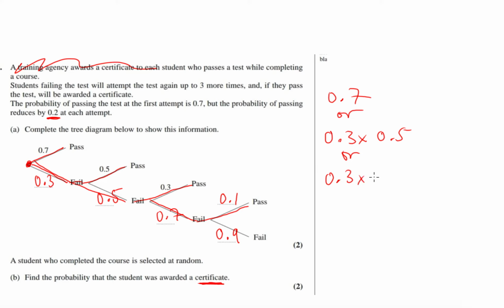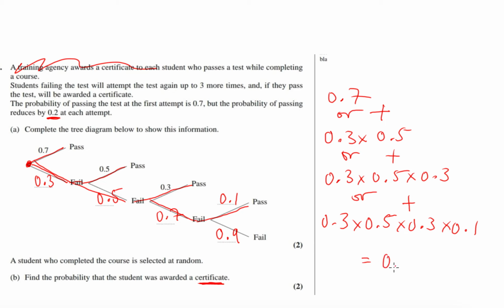times 0.5 times 0.3, or fail and pass. Okay, 0.3 times 0.5 times 0.3 times 0.1. Okay, and because we have or here, we know we need to add all of these things together. Okay, so calculate this, calculate this, calculate this, calculate this, and add those four numbers together, and you should find that you get 0.9055.